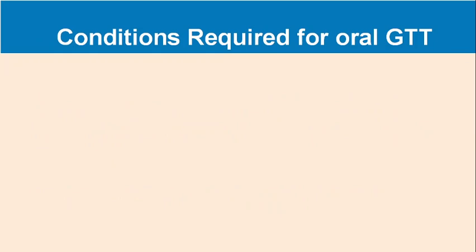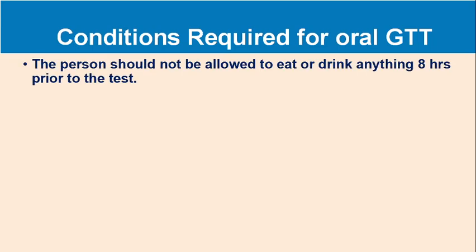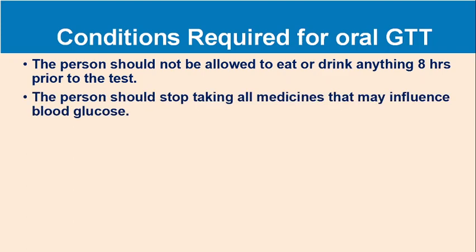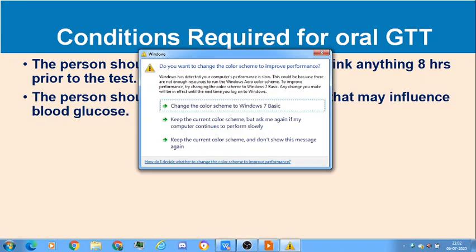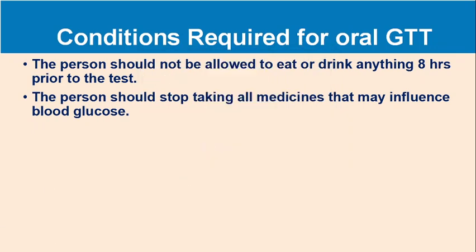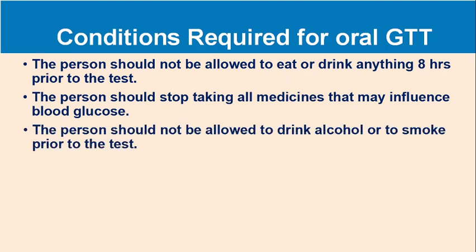So the conditions required for oral GTT include that the person should not be allowed to eat or drink anything 8 hours prior to the test, and he should have stopped taking all the medicines which will influence the blood glucose level. Mainly you have to stop taking oral contraceptives, steroids, thyroid hormones, etc., which will all influence the blood glucose level. During the test, the person should not be allowed to smoke or drink alcohol.